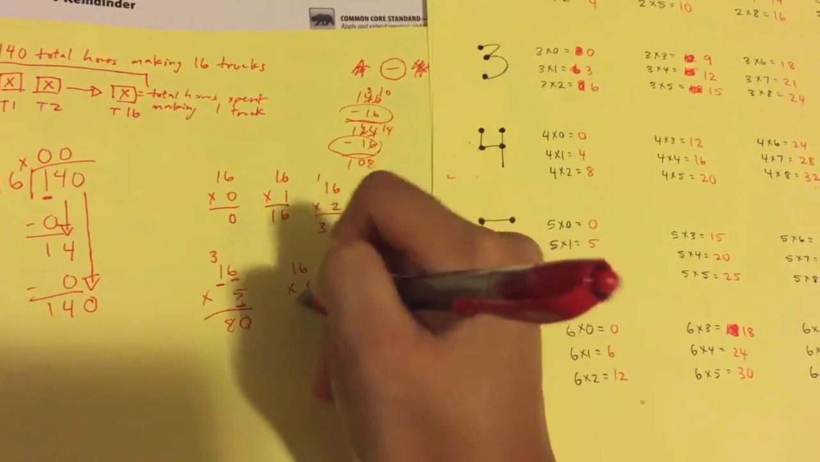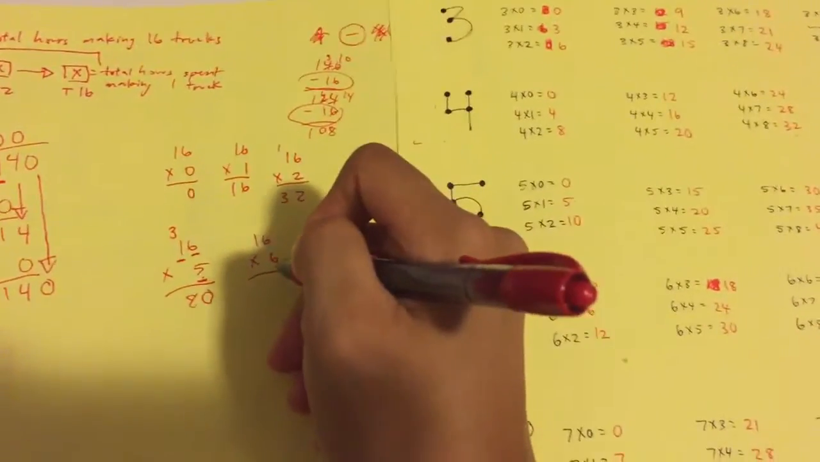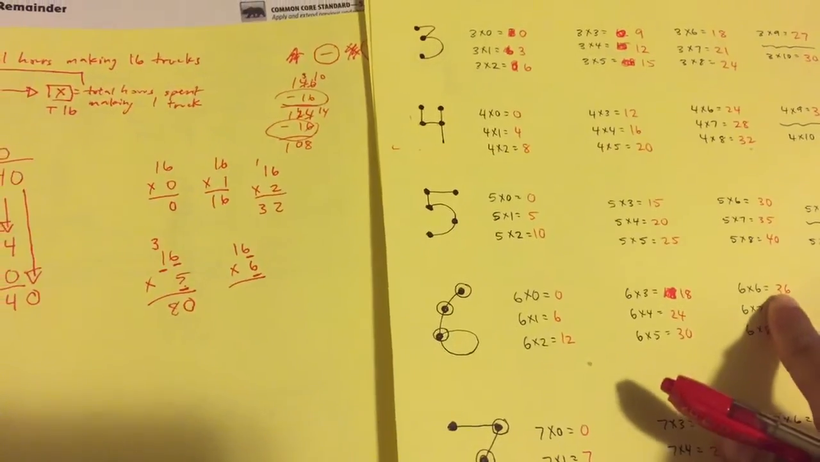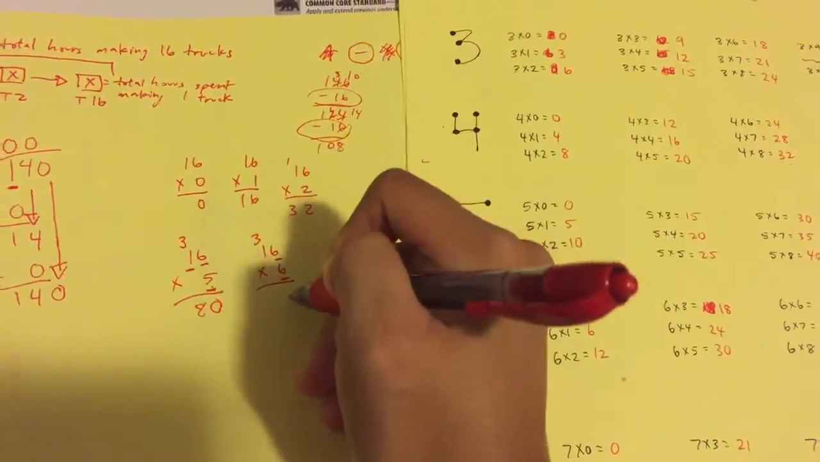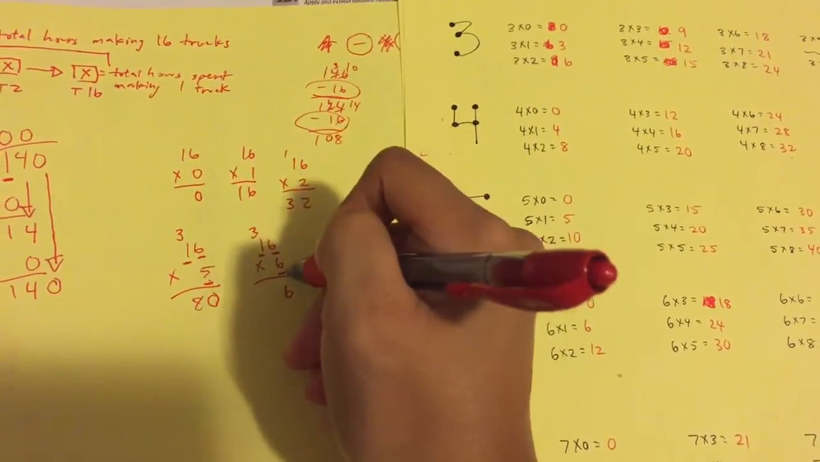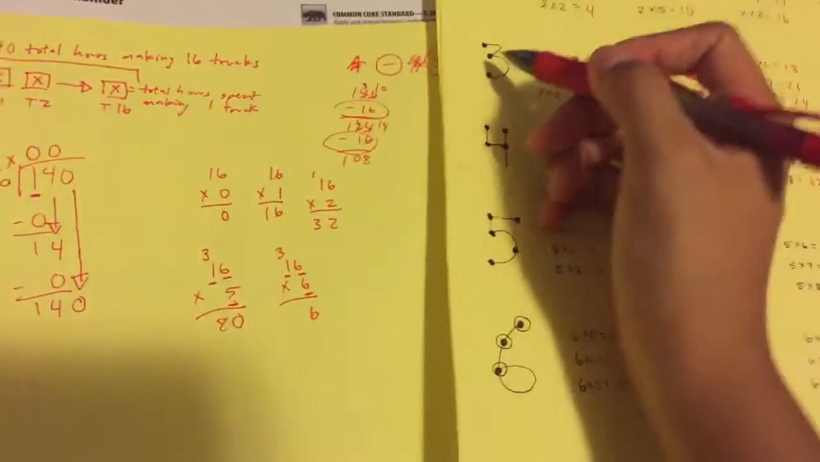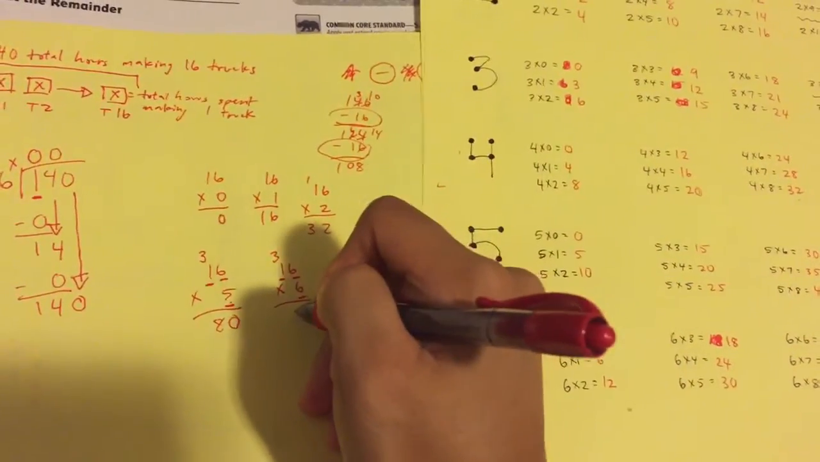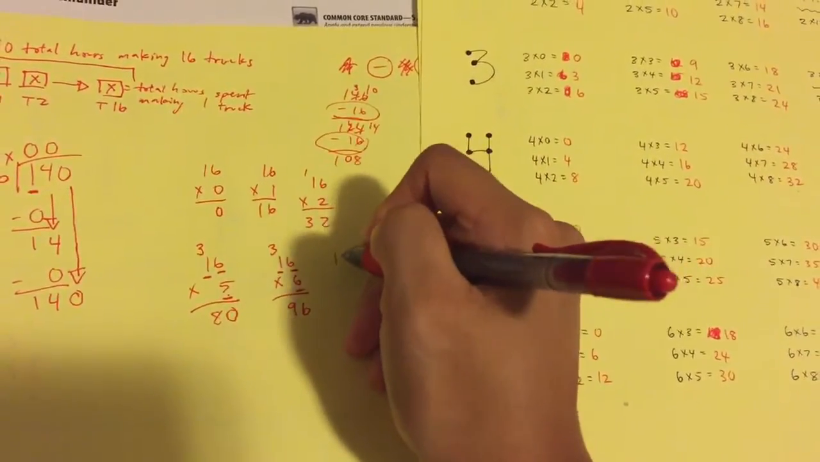16 times 6. And you can use your 6s here. We're going to start at the bottom right. 6 times 6 equals 36. We're going to regroup the 3 on top of the next number. Then we're going to multiply the bottom right by the top. 6 times 1 is 6, plus 3. The number after 6 is 7, 8, 9. You can see here that 96 is still less than 140, so we're going to try the next number.